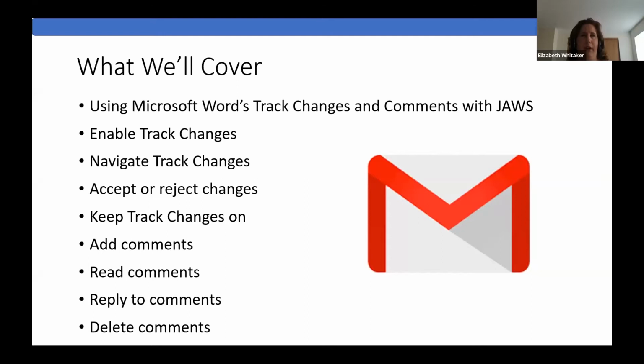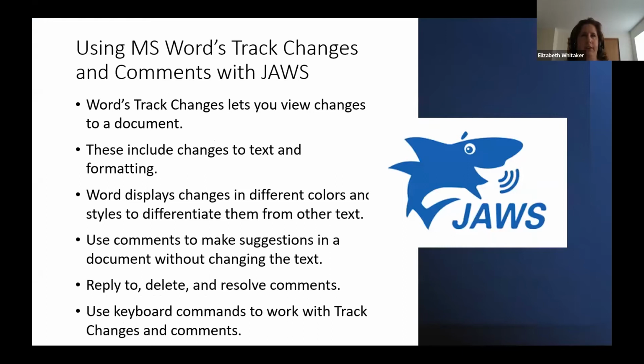Let's just go ahead and delve right in and talk about using track changes and comments with JAWS. So track changes let you view changes in a document, whether they're changes that you've made or another collaborator has made. These include changes to both text and the formatting of a document. Now, Word will display the changes in different colors and styles to differentiate them from other text. We're not going to get into that as much, although I will talk about a little bit of the visual aspects of this, especially for JAWS users who may not know what's going on the screen.